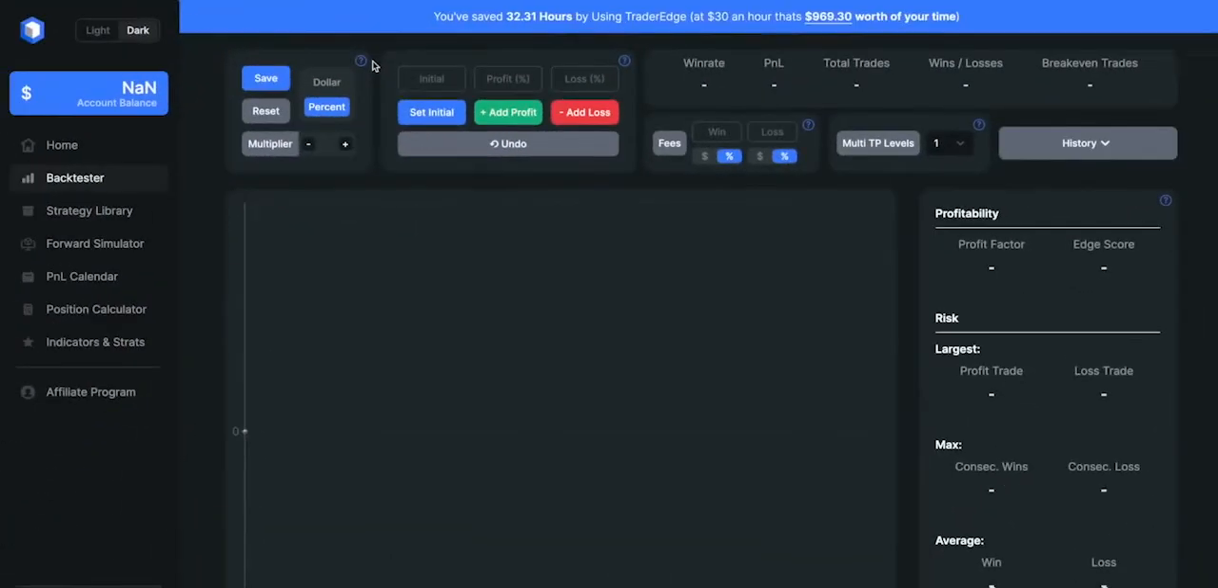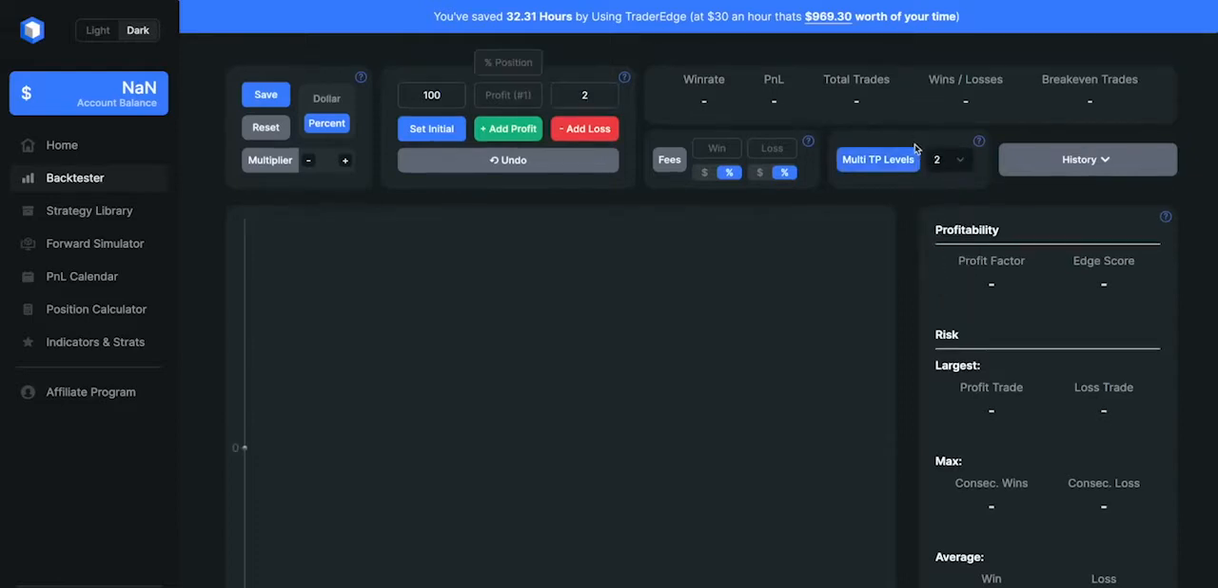Now let me show you how I'm going to be doing the backtesting. So first of all, I'm going to set the initial account size at $100. The risk per trade will be set at 2%. And now I'm going to need to add 2 take profit levels. And since I'm taking half of the position off when the price action reaches the first target, I'm going to have to set the position percentage at 50.